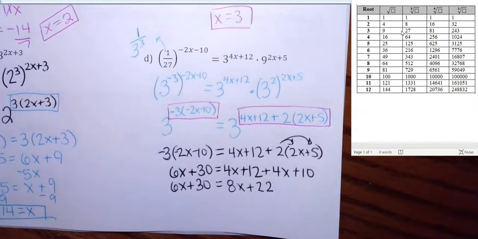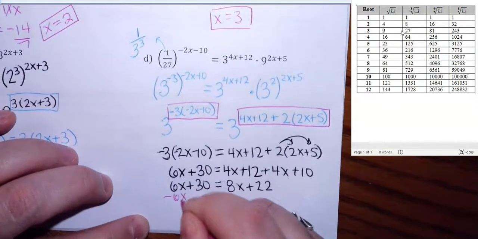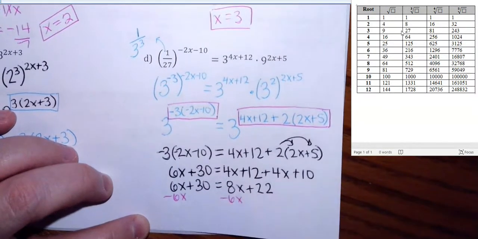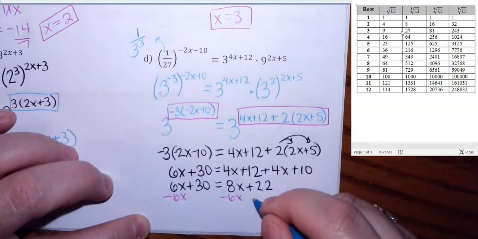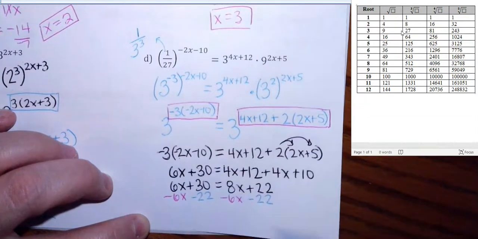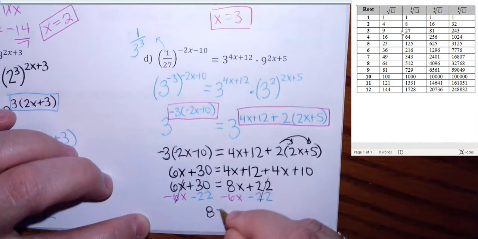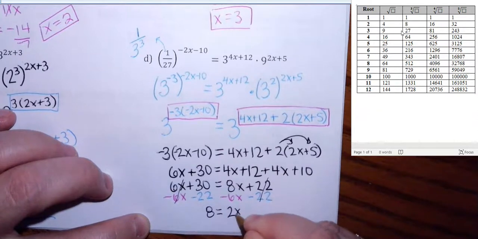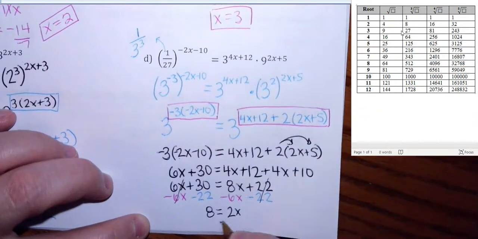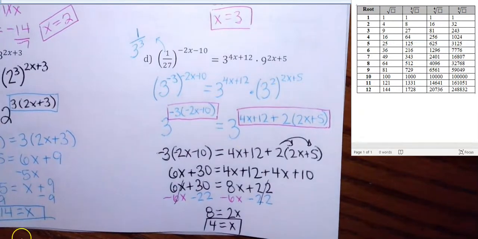And then I like to keep my variable positive if I can, so I'm going to subtract 6x here. And I'm just going to do this all in one step because I don't have a lot of space at the bottom of the page. And then I'm going to move that 22 in the same step there. So what I'm going to be left with, this cancels and this cancels, I'm going to get 8 is equal to 2x. And after all that work, divide by 2, and my answer there is going to be 4.